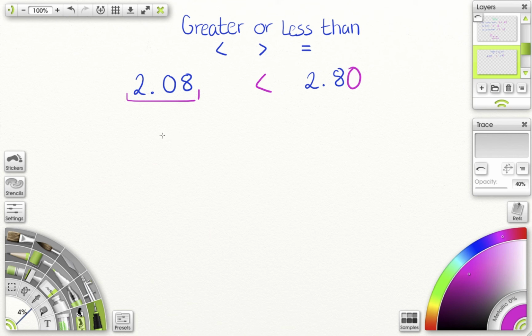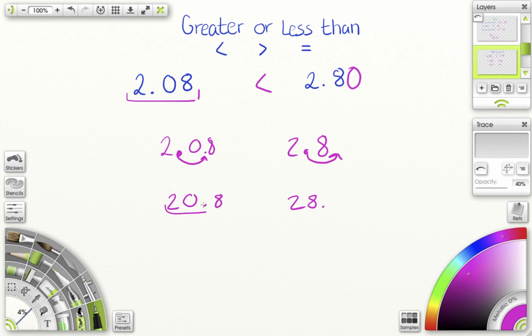Another way that you can figure out if something is bigger than the other is we take 2.08 and 2.8. What we're going to do is, see these decimals here, we're going to move them over 1 mark to the right. So this becomes 20.8, and this becomes 28 decimal. Now it's a little easier to see because this is 20.8 and this is 28. What's bigger, 28 or 20? 28. So this one is bigger.